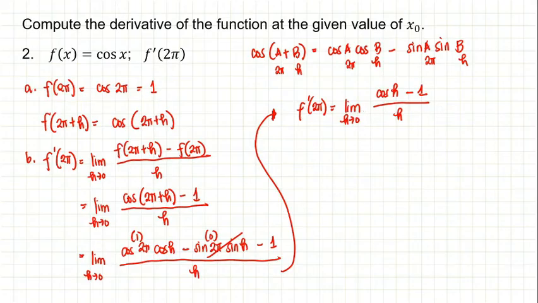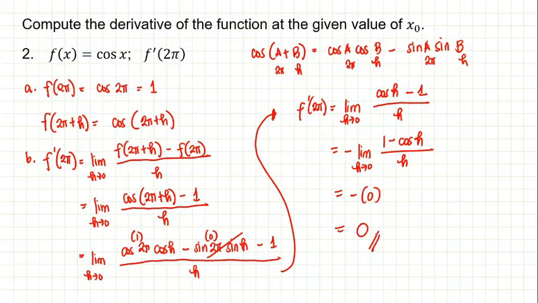Okay? So almost the same as earlier in number 1. So we will factor out negative. So this will become negative of the limit of 1 minus cosine h all over h as h approaches 0. So from that, the limit of 1 minus cosine h over h as h approaches 0 is again equal to 0. So you have negative of 0 or just equal to 0. So for number 2, again, that is equal to 0. Okay? So that's it.